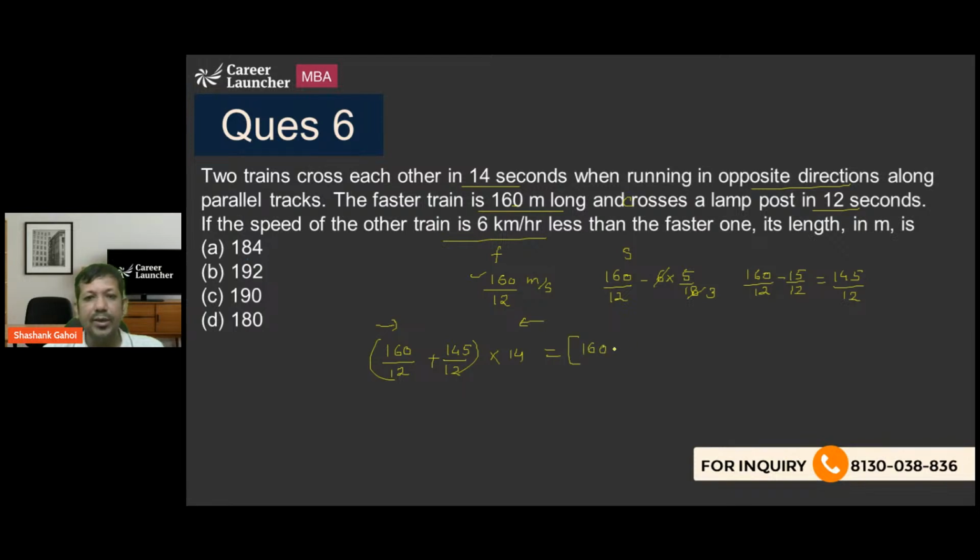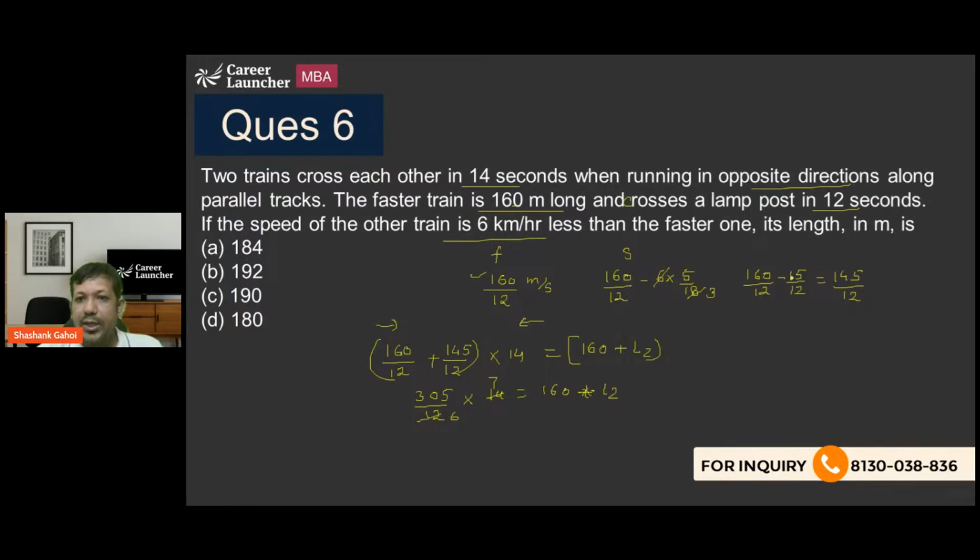So L1 is 160, L2 I need to find out, right? So what I'm going to get over here is 305 divided by 12 into 14, and that's equal to 160 plus L2. Okay, so this is going to be 7, this is going to be what? 6. Okay, so what I will be getting, am I going to get something right? 6.